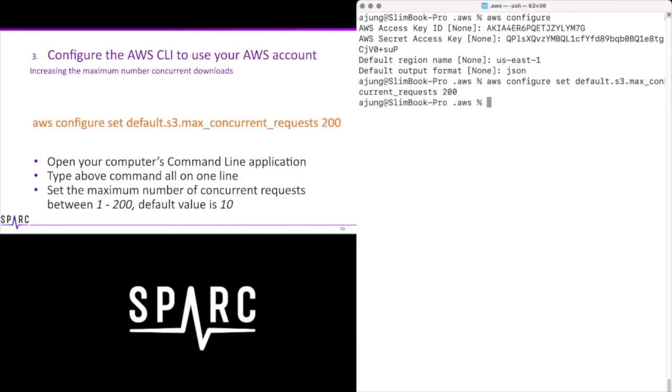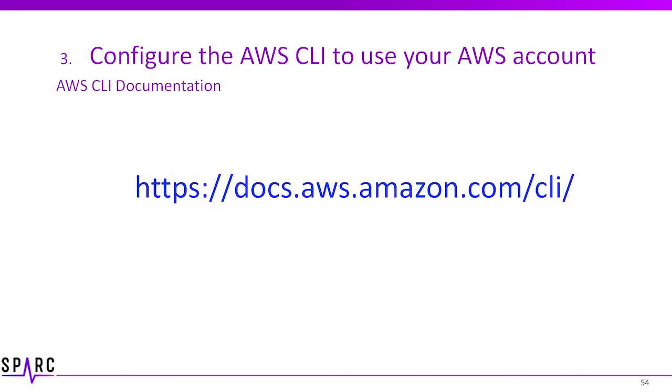You can change the number of simultaneous connections to anything between 1 and 200. The default value is 10. The lower the value, the longer the transfer to your computer will take. Remember that regardless of the speed, you only pay for the amount of data transferred. At the end of the next segment, we will talk about how you can download just part of a dataset rather than the whole thing. For documentation, go to docs.aws.amazon.com/CLI.